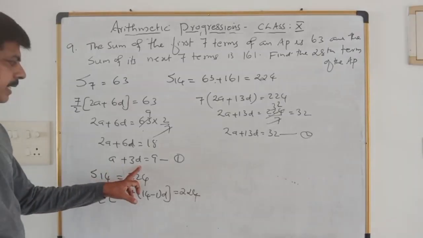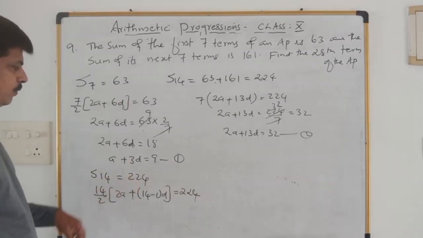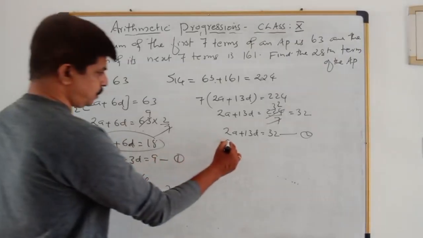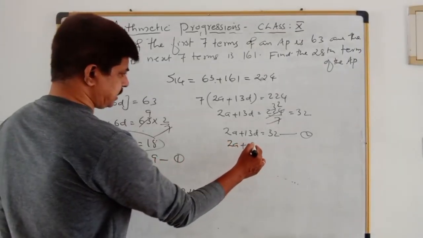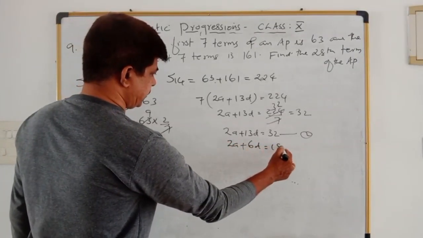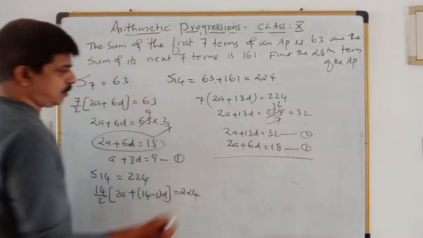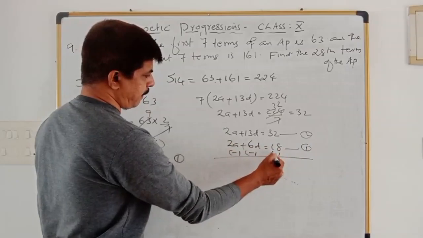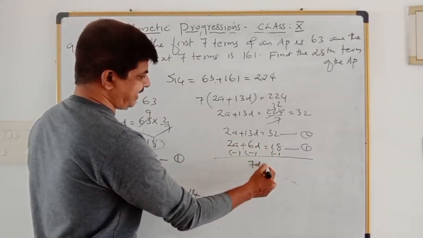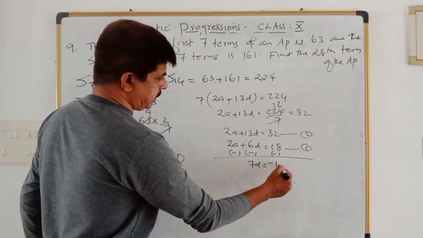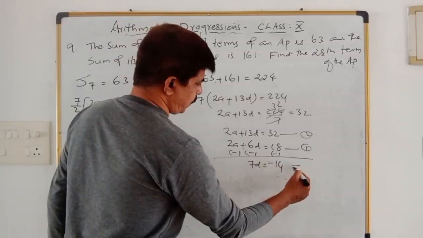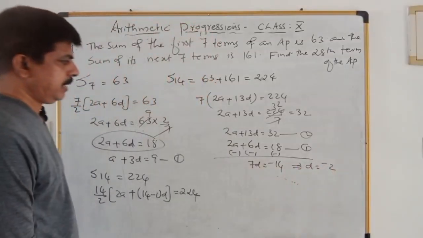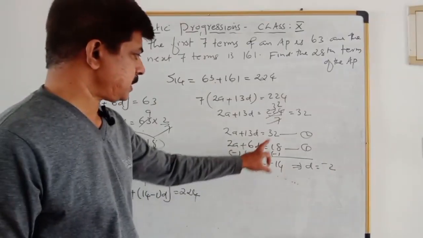Here is our first equation, a plus 3d is 9. We can use this one before simplification: 2a plus 6d is equal to 18. This is equation 1. So we will eliminate a, right? a will be eliminated. 7d is equal to 14. Therefore d is equal to 13 minus 6, which is 7.